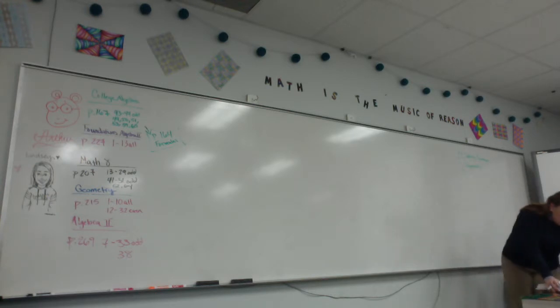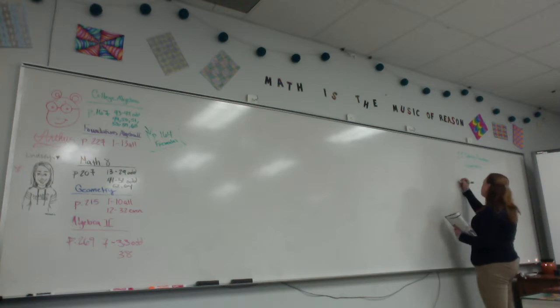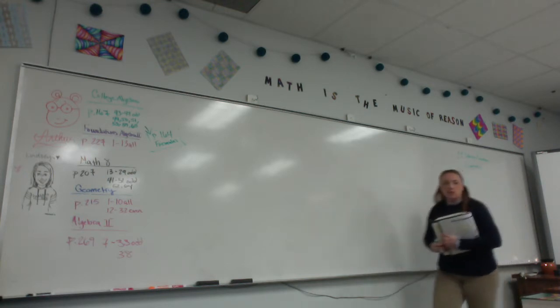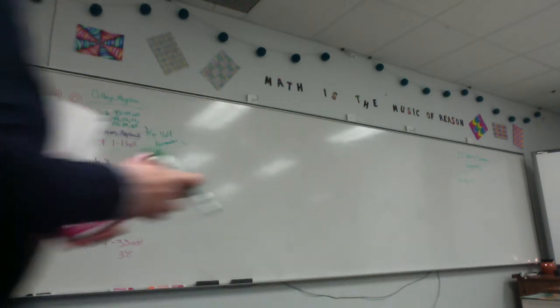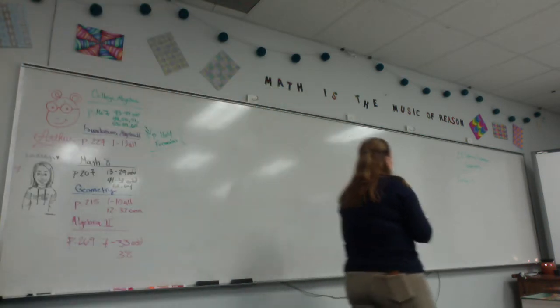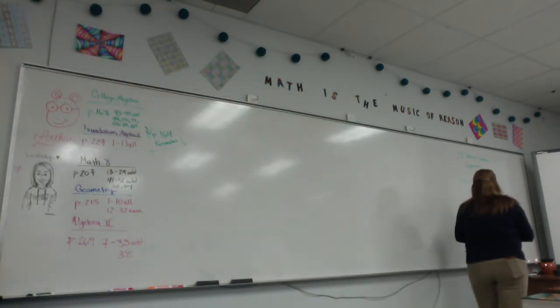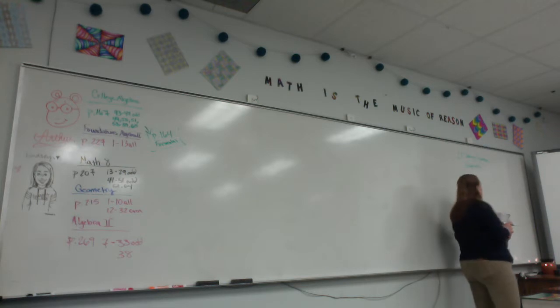If you have an equation that's just in this form, 2x plus 3y equals 5, what do you need to do to that first? Graphing? Yes, Lindsay's right, I need to get y by itself.